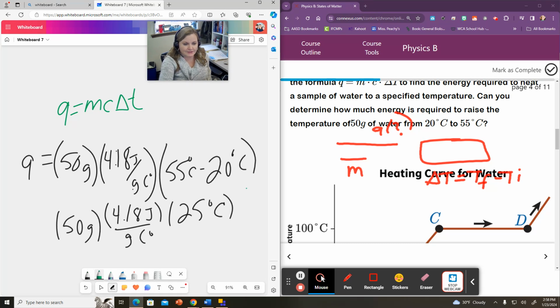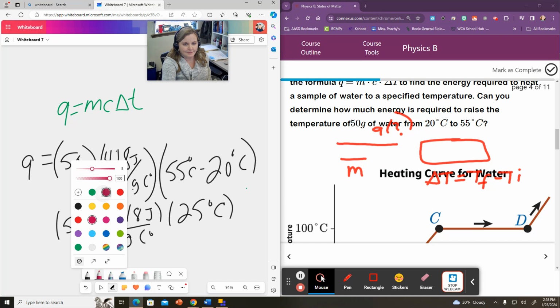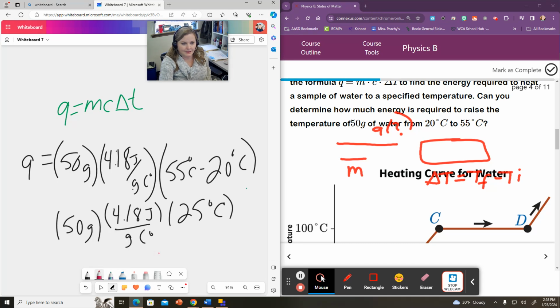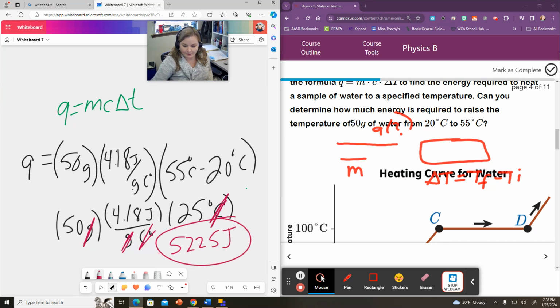And I want to cancel out some of these units here. Let's see. So grams cancel, Celsius degrees cancel, and all we have to do is multiply across to get our answer in joules. So it should be 50 times 4.18 times 25, or 5,225 joules.